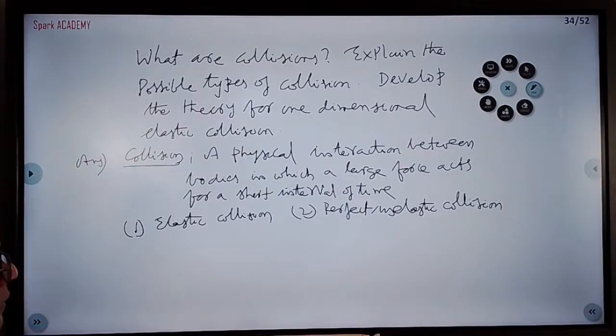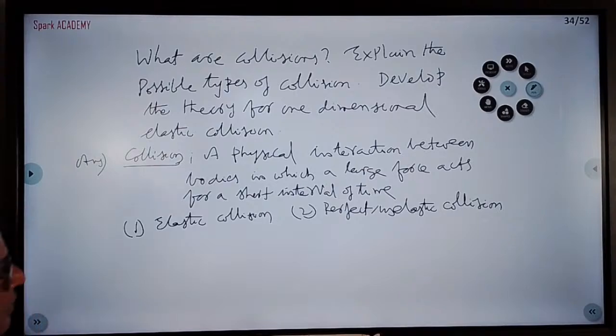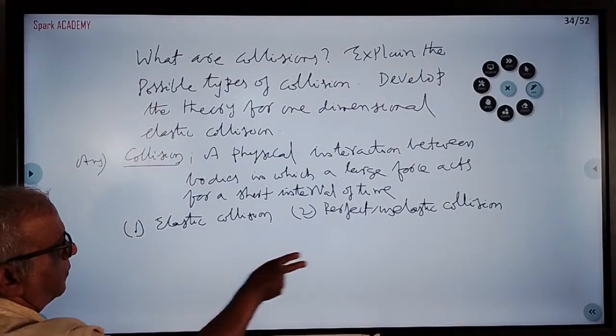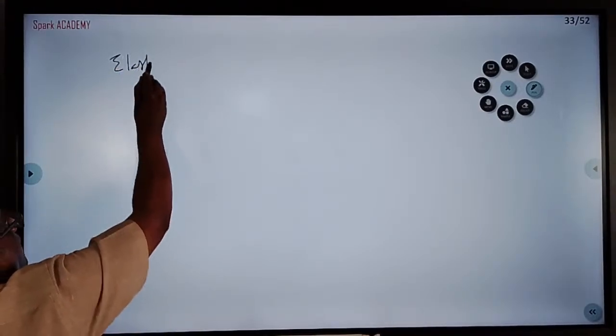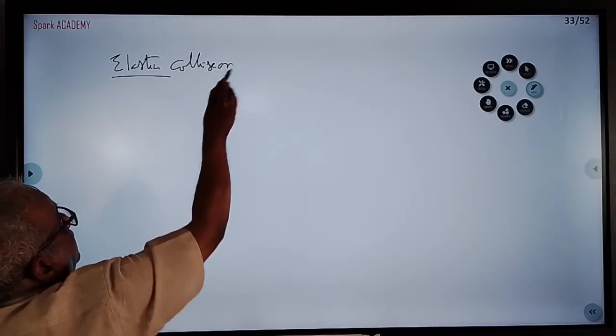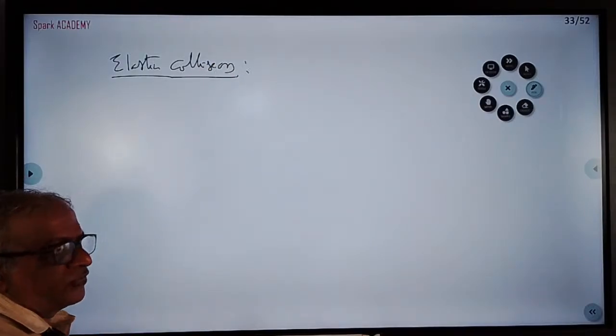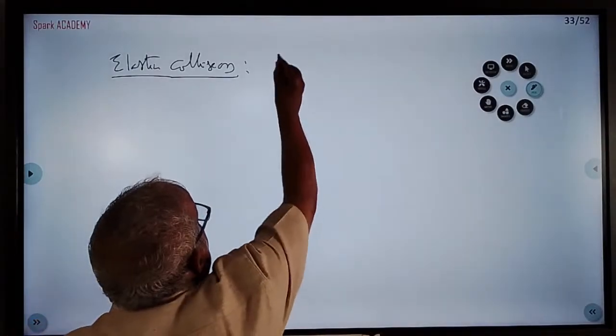What are the collisions? One is elastic collision, another is perfect inelastic collision. Explain what is elastic collision, what are the important points. What is elastic collision? I'm writing elastic collision between perfectly elastic spheres, like steel spheres. In elastic collision, what will happen?